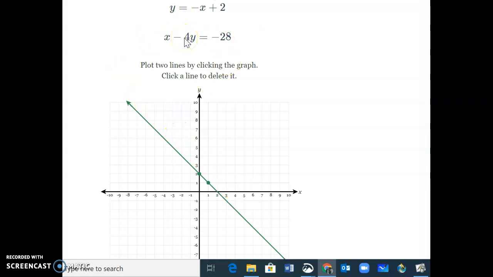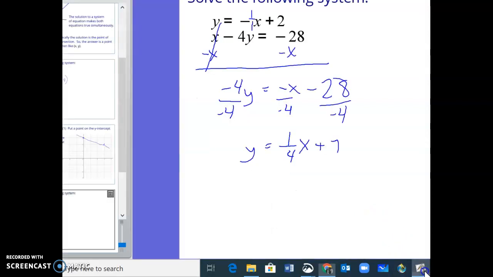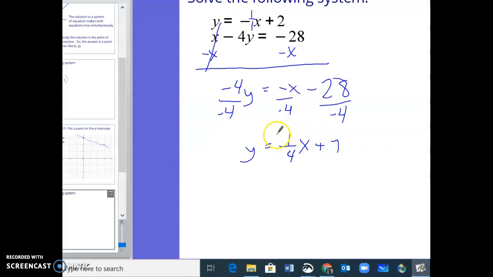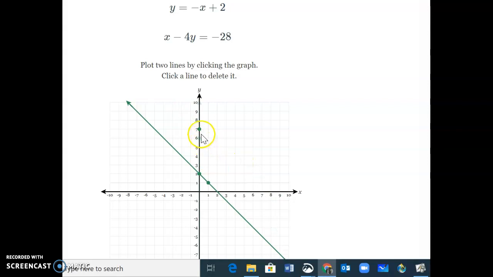Okay, so this second one, let's go back and look at it again. There it is right there, 1/4 x plus 7. Okay, so which of these numbers am I going to do first? I'm going to do the 7. That's the y-intercept. So I'm going to put my point on 7, and then I'm going to count the slope. Okay, let's go back and look. The slope is right here. The slope is 1/4, and that's positive. So this time I'm going to count up 1 and right 4. Click. There you go. It wouldn't let me click.